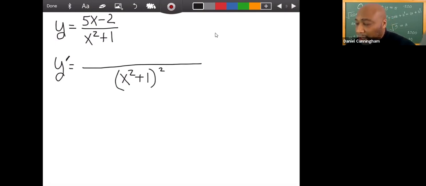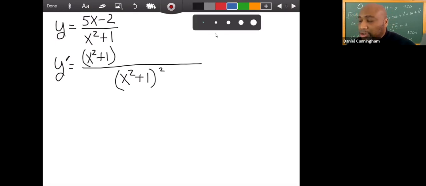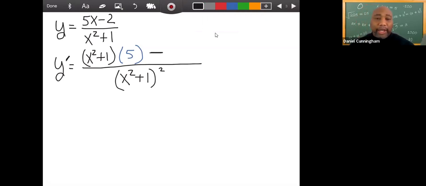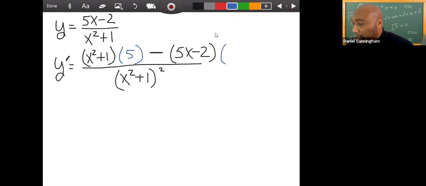Then that same function, x squared plus 1, will go in the numerator. And then you take the derivative of 5x minus 2, which is just 5. Then you subtract. Don't forget there's a subtraction. And then you write down 5x minus 2, and then take the derivative of x squared plus 1, that denominator. The derivative of x squared plus 1 is 2x. And so that's the quotient rule.